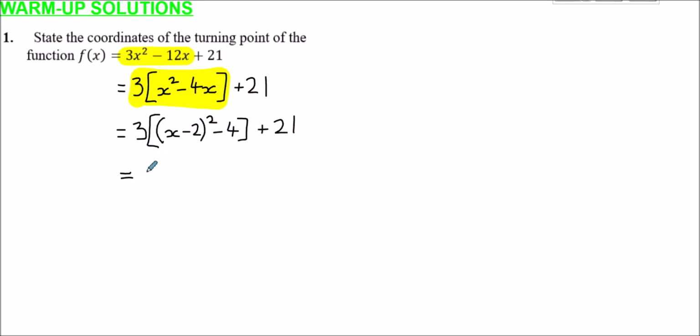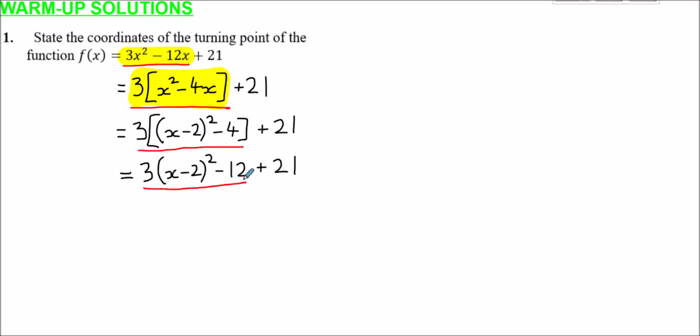Now we can expand the big squared brackets. So we're going to have 3 lots of x minus 2 all squared. 3 lots of minus 4 is minus 12 plus 21. So we've gone from this bit to this to this and to this, always leaving the plus 21 outside of it until the very last step, which is now. So now we have 3 lots of x minus 2 all squared, and minus 12 plus 21 overall is positive 9.